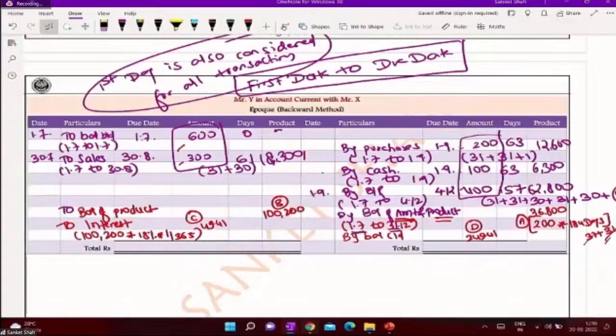दिव्या रानी, अरे 200 रुपया बैलेंसिंग फिगर. 600 प्लस 300, 900, 900 माइनस 400, 100 और 200. That is 200. 200 multiplied by total days. Very good, Adisha.